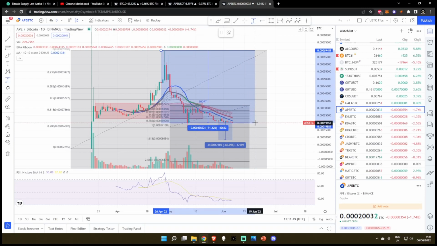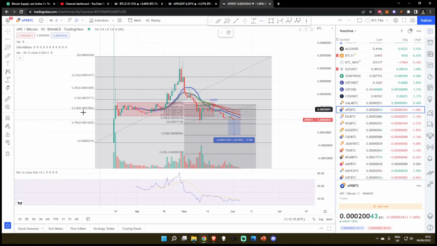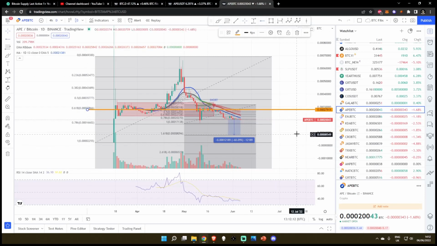I mean, forget about the US dollar. If you just held Bitcoin instead of ApeCoin, you would have been 71% up. If you were holding ApeCoin from the highs instead of Bitcoin, bear in mind this is not down against the US dollar, this is down against Bitcoin. We're almost 72%, or 71%, down against Bitcoin. ApeCoin is really, really not looking too good. Your macro 0.618 that was right here has been invalidated.